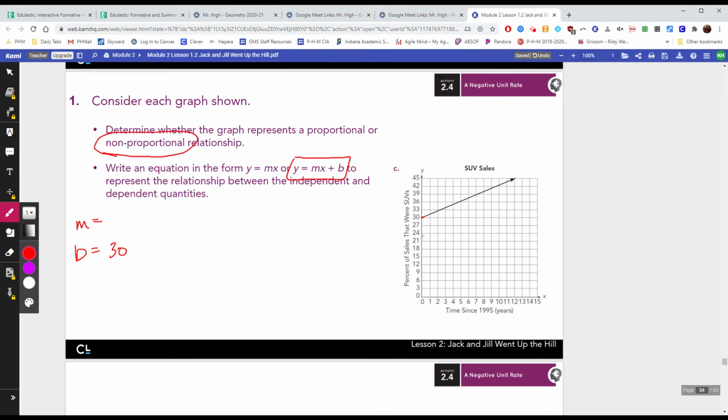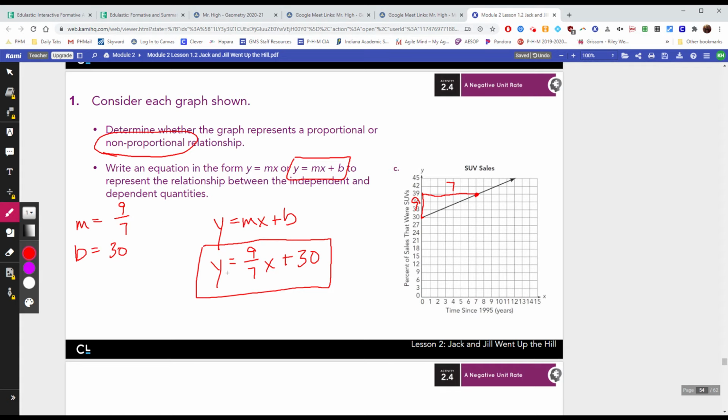I need another point here. So I don't think it quite goes through that lattice point. Right here, I think it does go through this point. So I'm going to do my triangle right here. 30 to 39, that's a distance of 9 units. And then this is from 0 to 7, a distance of 7 units. So my vertical change was 9, my horizontal change was 7. And I'm going to leave it improper just as 9 over 7. So now I take this form of the equation. I replace m with 9/7 and b with 30 for y equals 9/7 x plus 30.